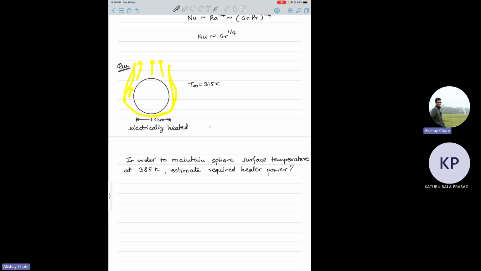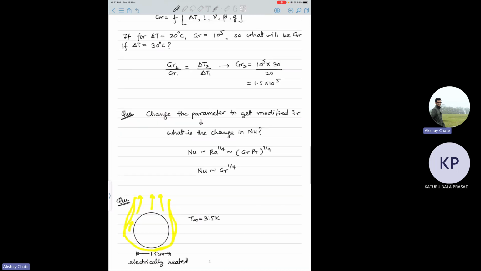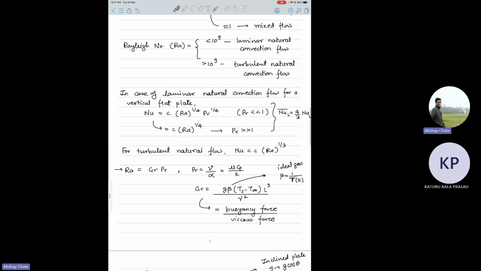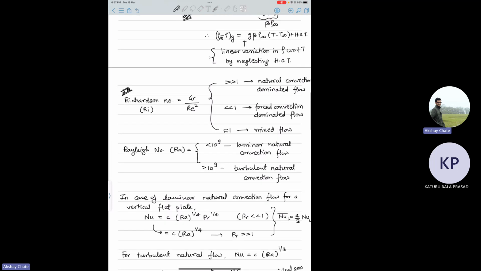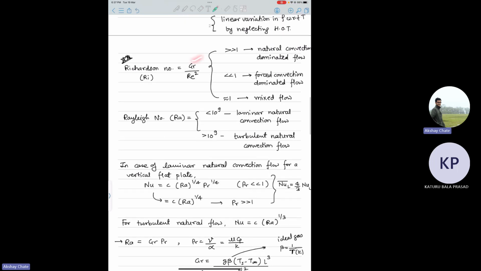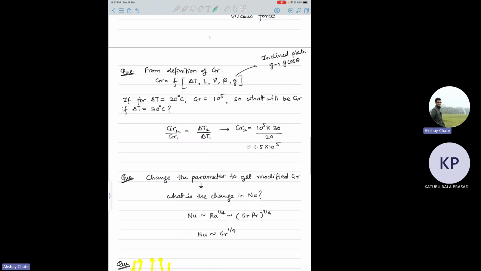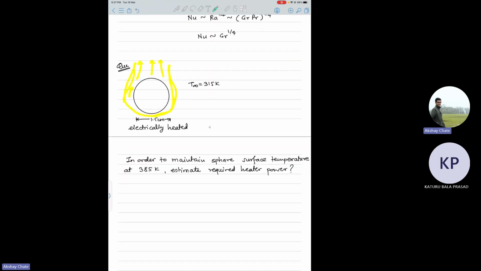Now somebody may get confused whether it's a forced convection problem or a natural convection problem. We discussed that we need to calculate the Richardson number, which is Grashof number by Re square, etc. Here you can calculate the Grashof number, but they have not mentioned any U infinity or anything, right? So how do you calculate the Reynolds number is the question. And before that, I'll note down the properties that are given.